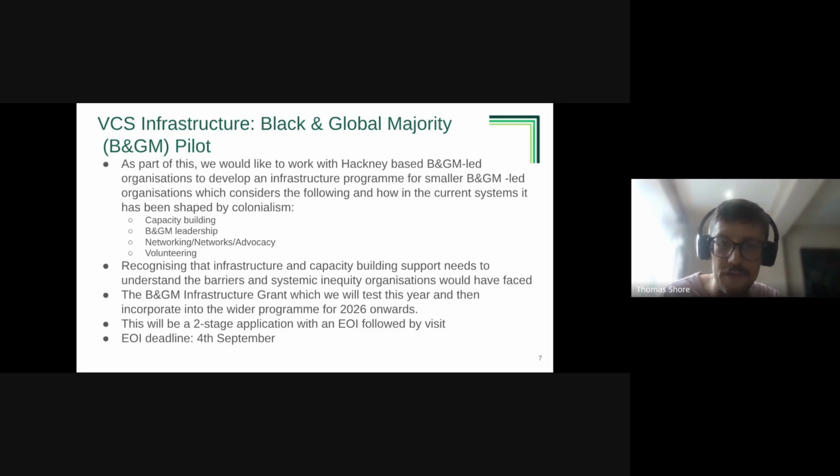This will also be a 2-stage application process, which will be an expression of interest form followed by a visit to the shortlisted organisations. The deadline for expression of interest is the 4th of September.